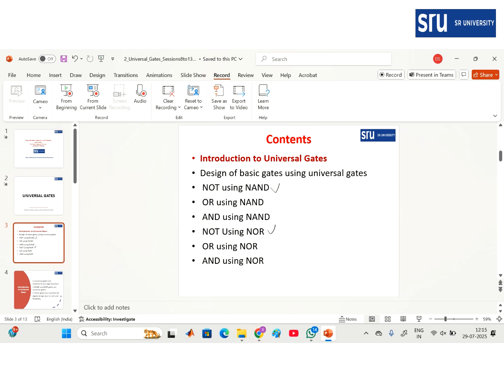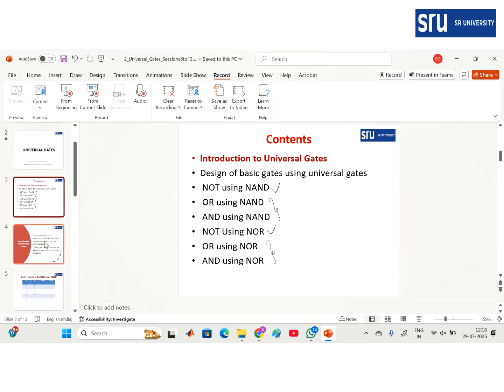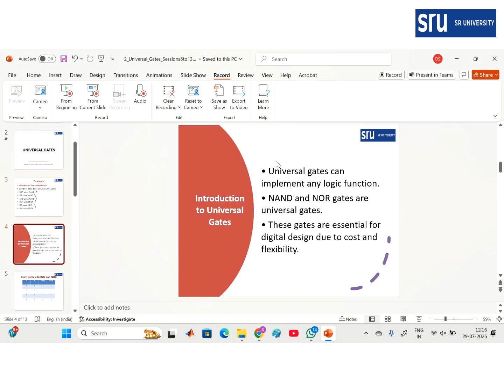So the basic circuits: OR gate using the NAND gate, as well as AND gate using the NAND gate, and two more, OR gate and AND gate using the NOR gate. Now let us have a brief overview of the universal gates. Based on flexibility and cost, we are moving towards these universal gates.